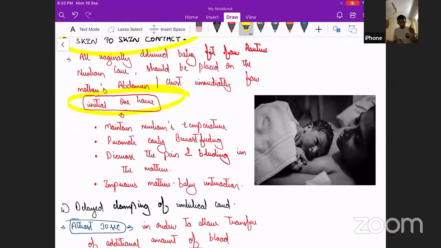One, it maintains newborn temperature. Two, it promotes early breastfeeding, which is very, very important. Not only early breastfeeding, it also helps in the successful breastfeeding of the child, even in the future. Third, it decreases the pain and bleeding in the mother. And it improves the mother and baby bonding as well. So skin to skin contact is one of the most important aspects of routine newborn care.